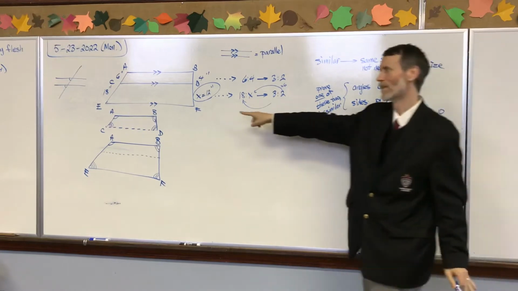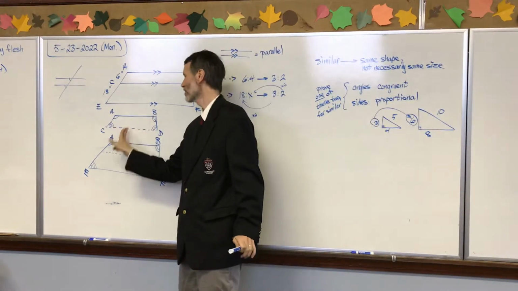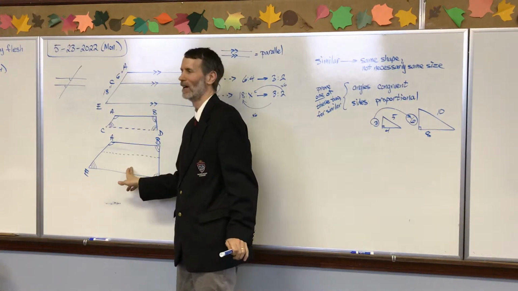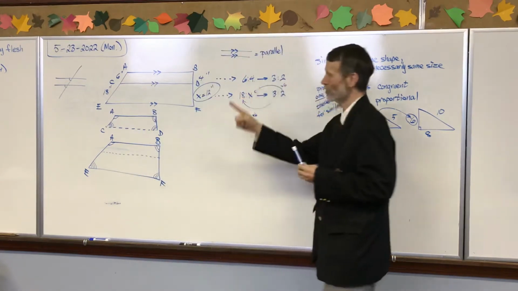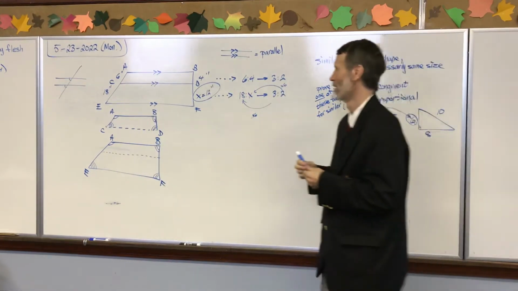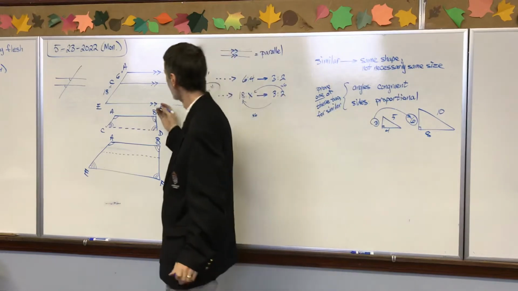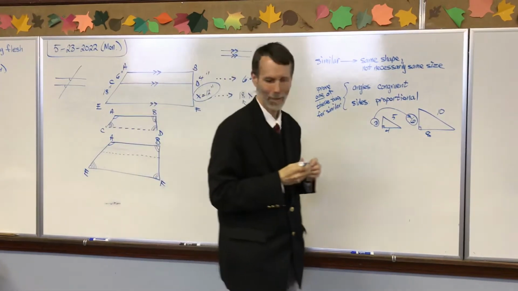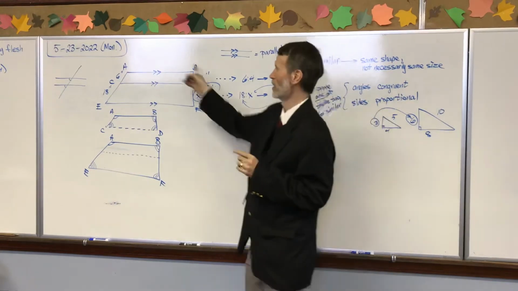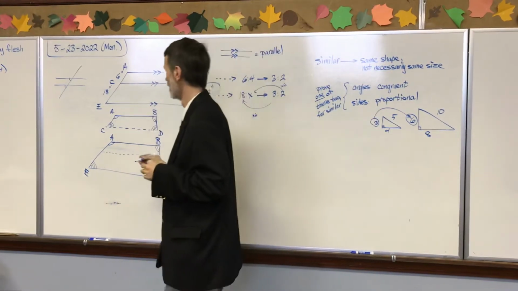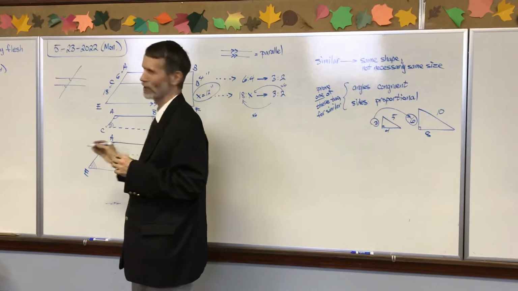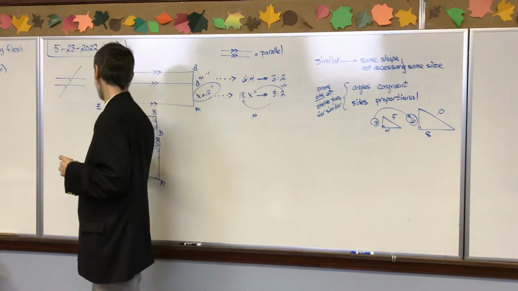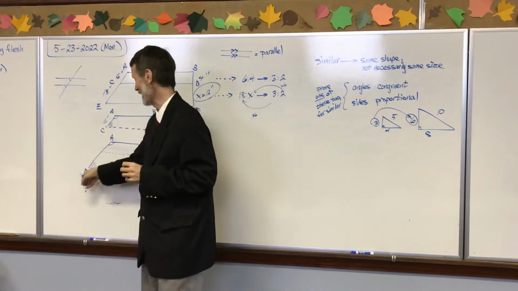Clear so far? We've proven that this and this are similar. That means that all their sides are proportional. How big is AC, Isabel? Look in the original problem. How far is it from A to C? 6. How far is it from A to E?